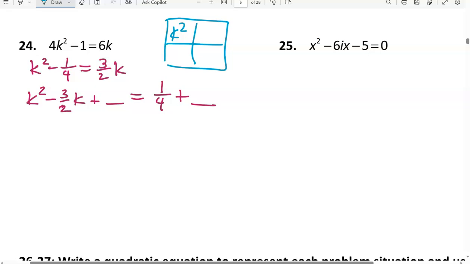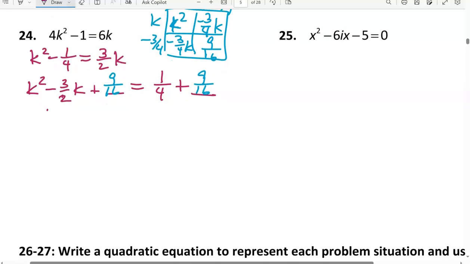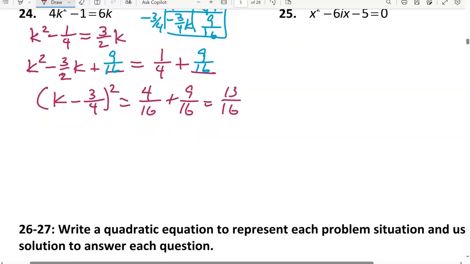K squared. And then we've got to divide 3 halves in half, so that's minus 3/4 k in each blank. Factors are k minus 3/4 and k minus 3/4. 9/16 completes the square. So the trinomial factors to k minus 3/4 squared, and then now we need a common denominator. So we'll have 4/16 plus 9/16, which is 13/16.